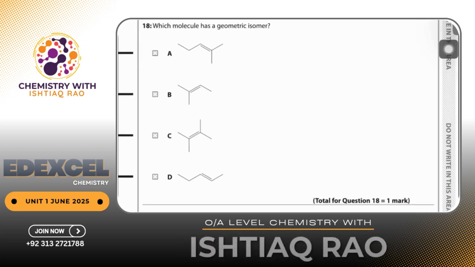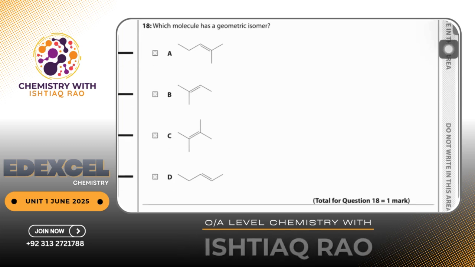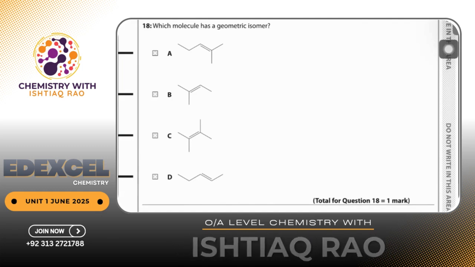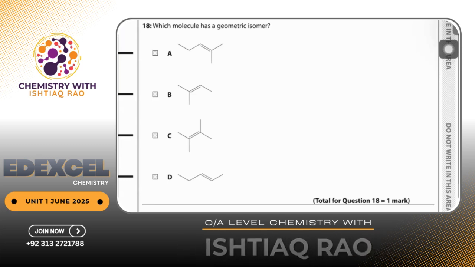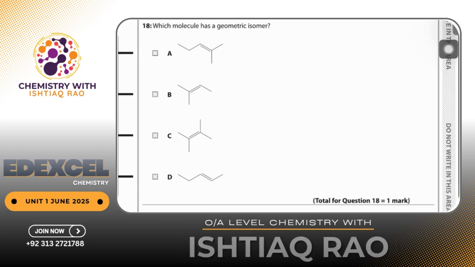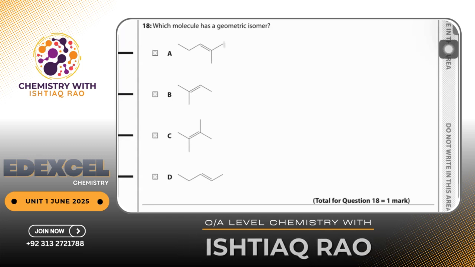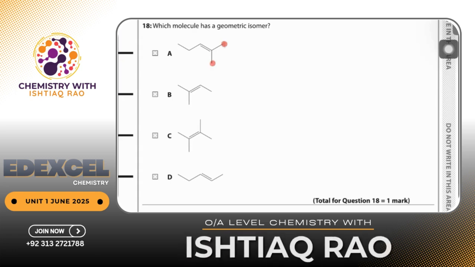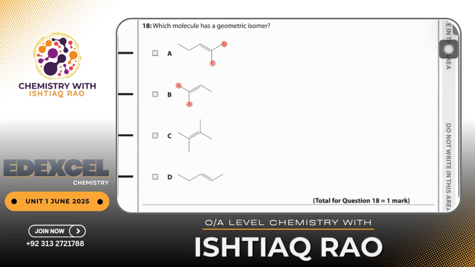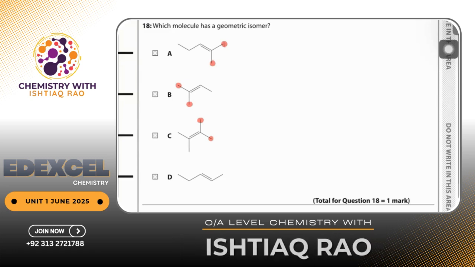Geometric isomer. What's the condition for a geometric isomer? There should be a double bond. There must be different groups attached on the same carbon atom. It's going to be incorrect. You know why? Same groups attached on the same carbon atom. Wrong, wrong, wrong. And this is going to be correct.